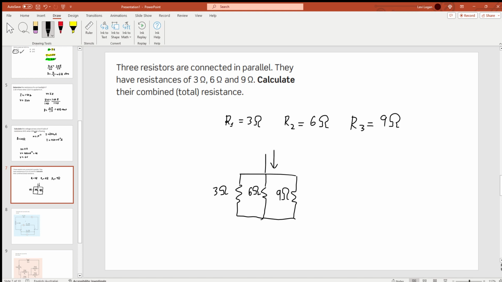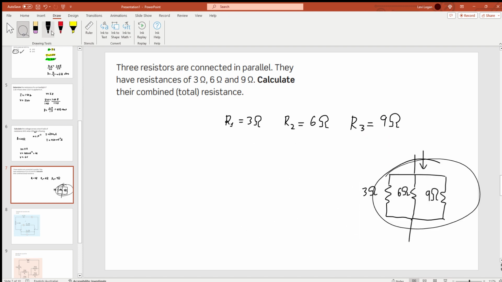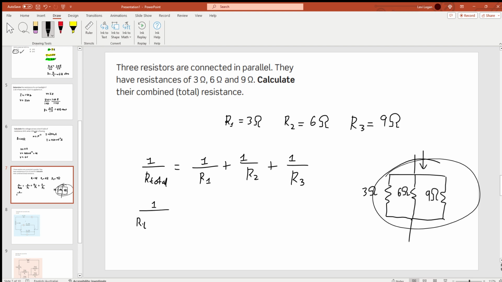If the current's going this way, what is the resistance of this entire thing? So let's move that out of the way. The total resistance is going to be, remember, 1 over R total, which in this case will be 1 over R1 plus 1 over R2 plus 1 over R3. 1 over R total is what we're trying to find, so we plug these numbers in: 1 over 3 plus 1 over 6 plus 1 over 9.